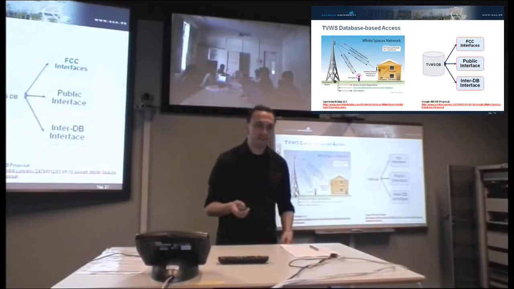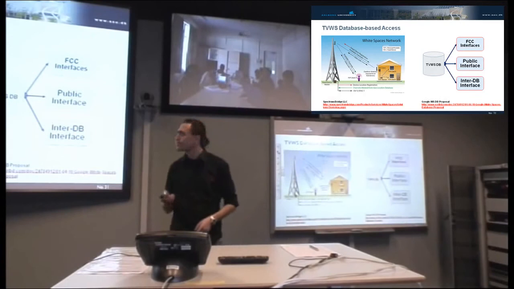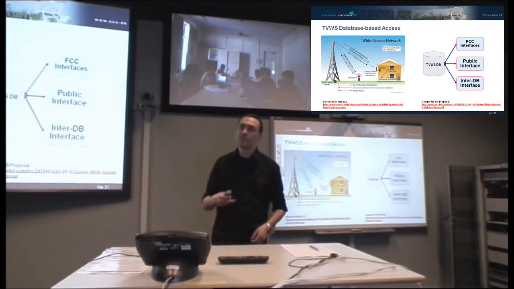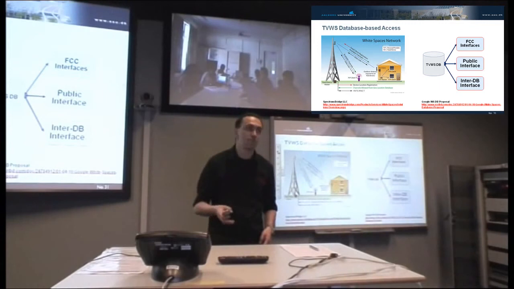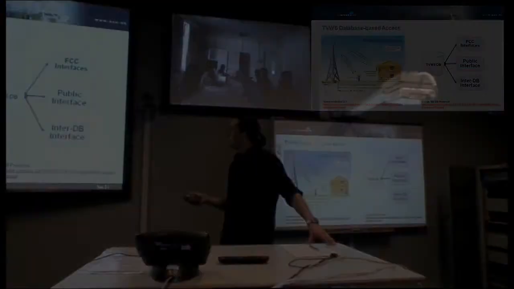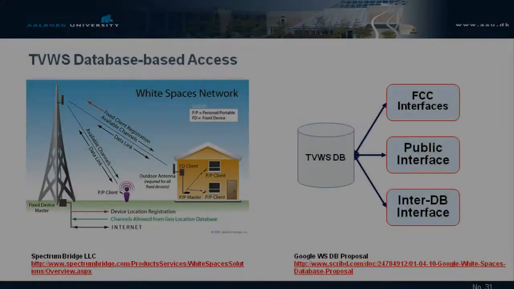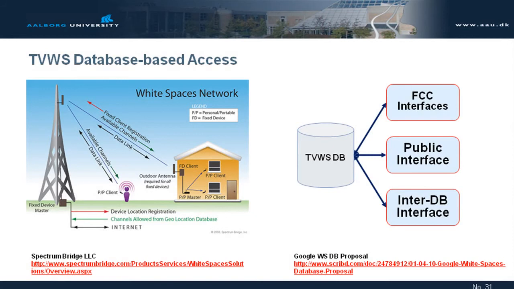Another interesting thing is that if you go on the Spectrum Bridge website, you can check online which TV channels are available at the current moment in a specific region of the US you pick from the database, just like Google Maps, and it tells you which channels are available. It's really nice. The inter-database interface exists because they are supposed to have more than one operator, and these operators need to synchronize their databases in order not to assign the same channel, or to have one channel that for one database operator is marked as occupied and for the other one is free. This creates very interesting issues for information theorists, for security and privacy. The database is an interesting theoretical thing, but not my field, unfortunately.